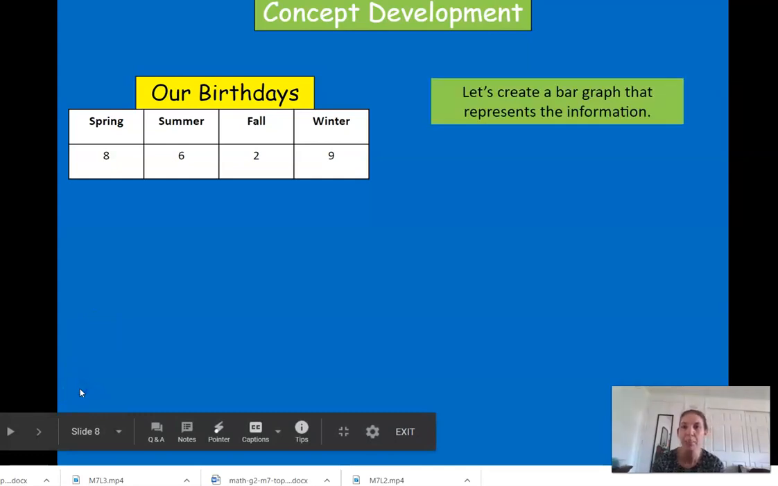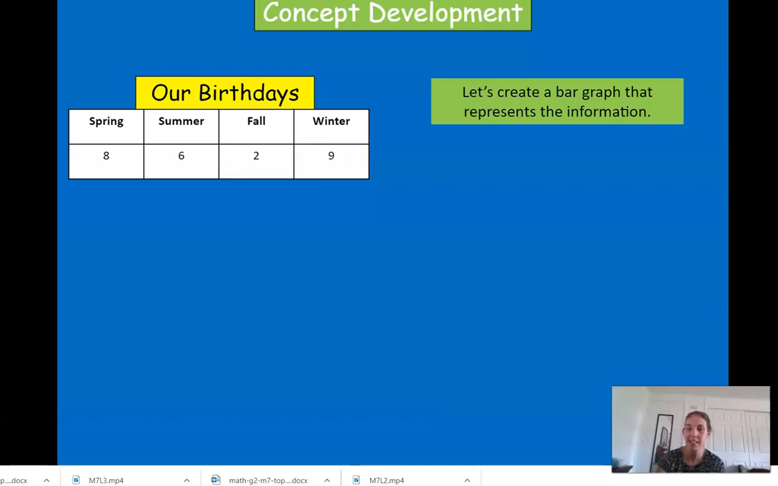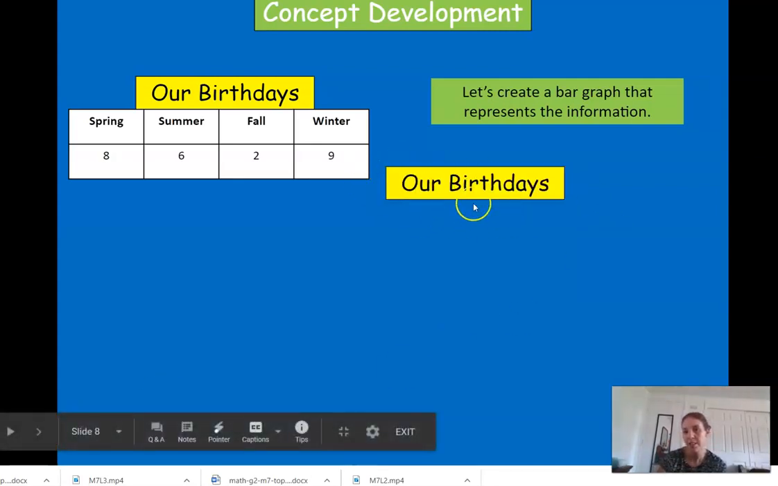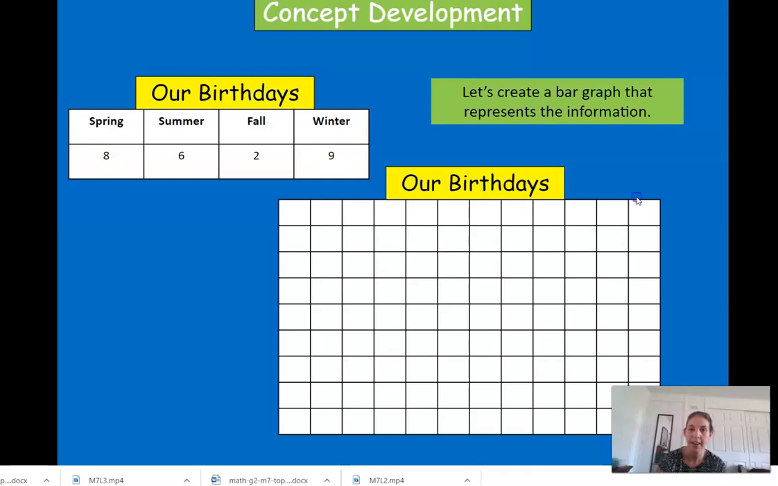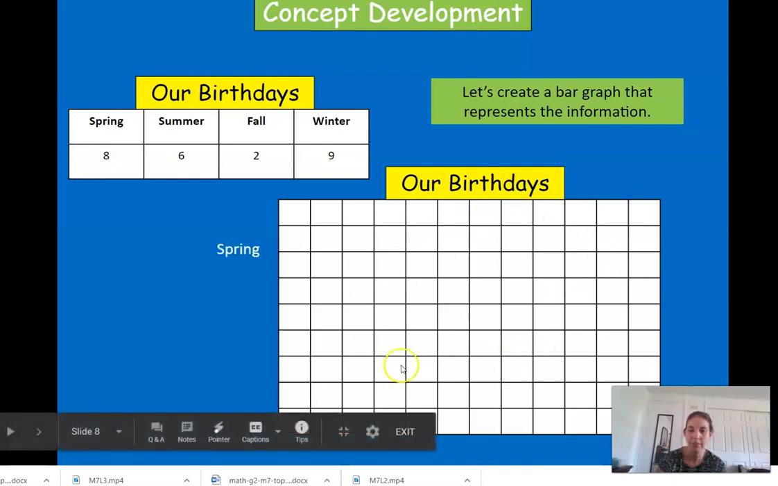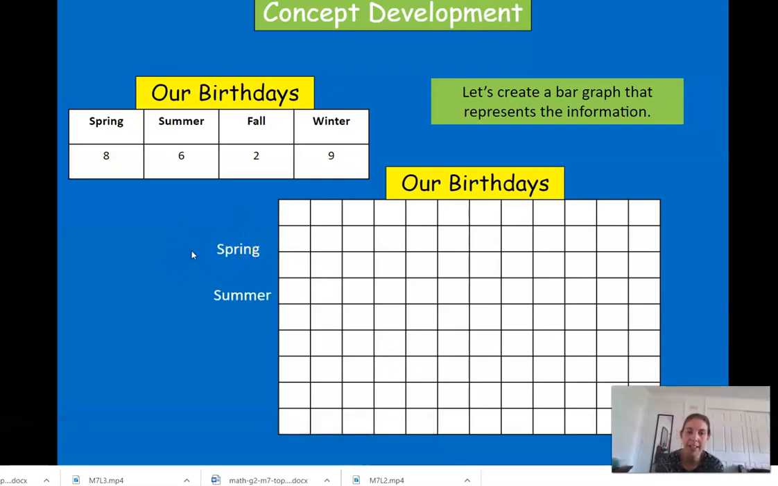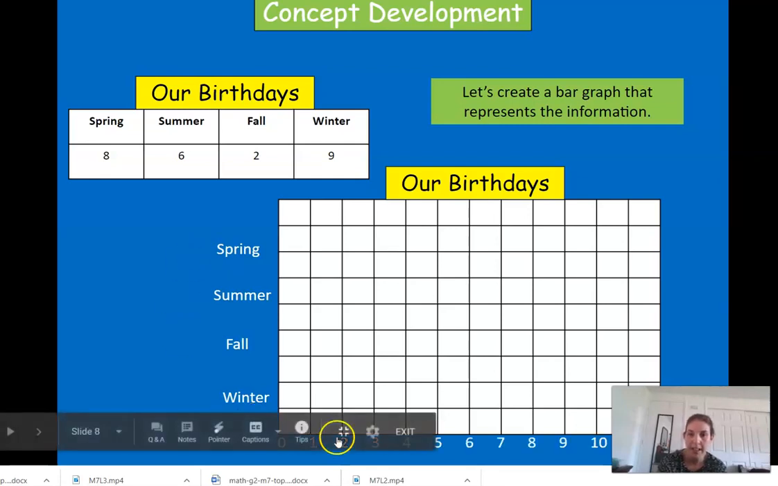Let's create a bar graph that represents this information. So, who remembers what this is called? Our title, right? Title of the chart. Here's our bar graph, bar lined graph paper. And on the side, we're going to label the seasons of the year, okay? Spring, summer, fall, winter. And on the bottom, we have our number scale.